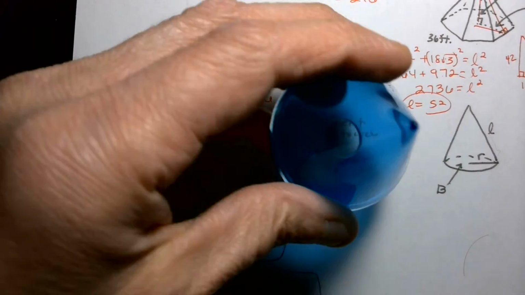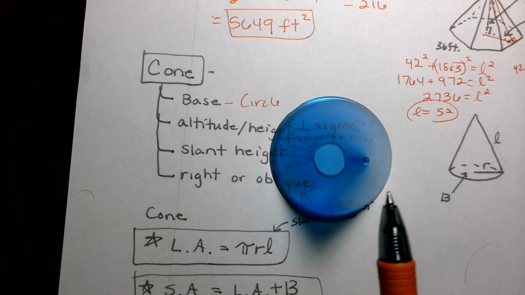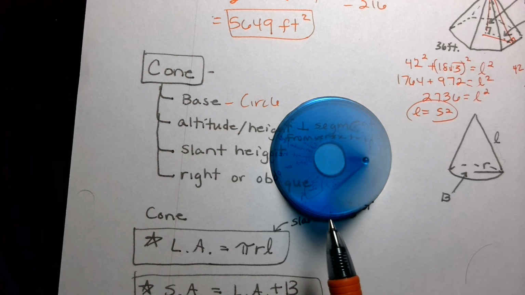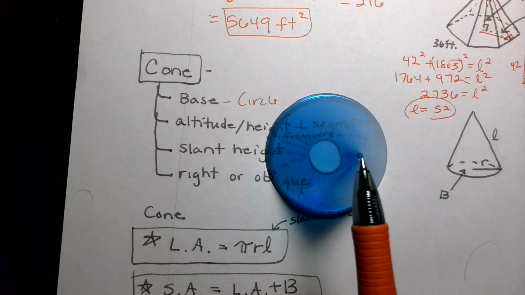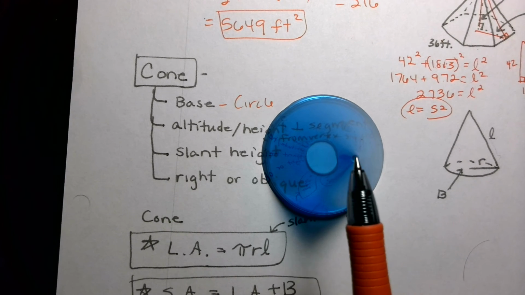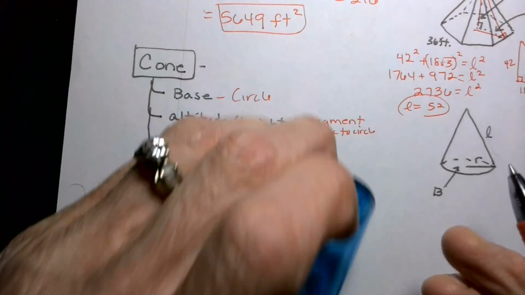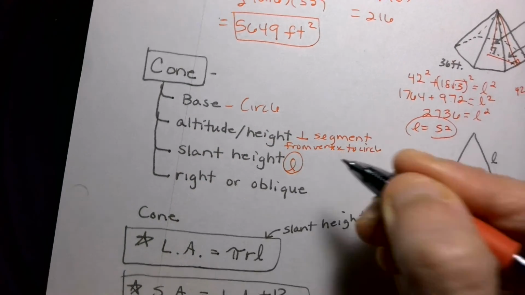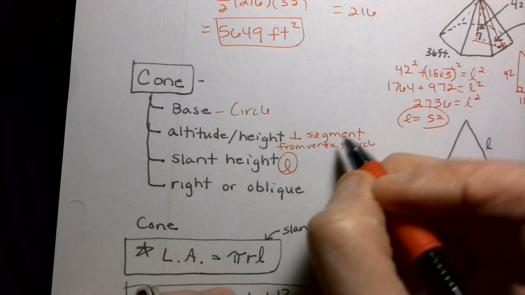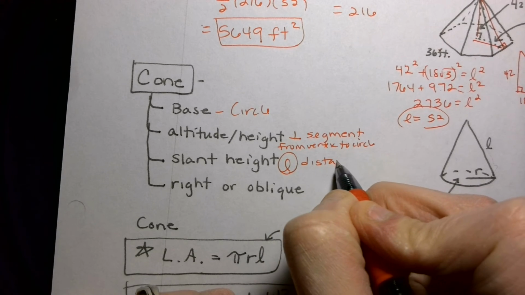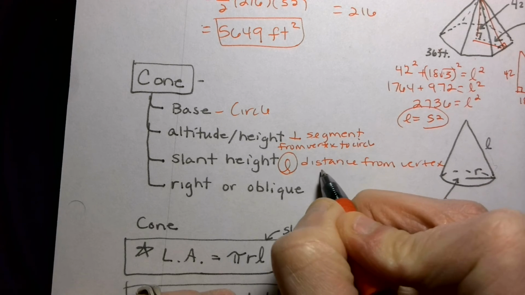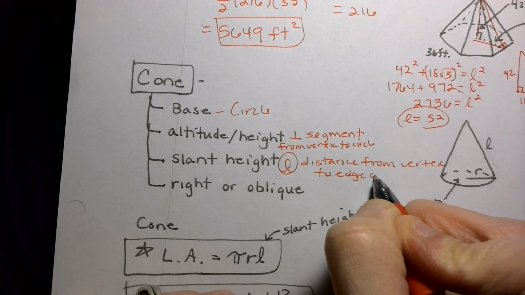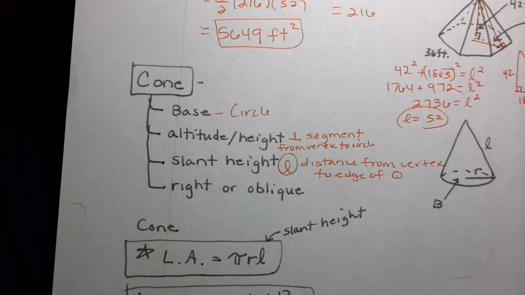Slant height. Okay, that is the same as the other one. It's not the height going up and down. It is the angle across here. It's from the tip all the way, sliding down the hill. Okay, that is your L. That is your slant height. So it's the distance from vertex to edge of the circle.